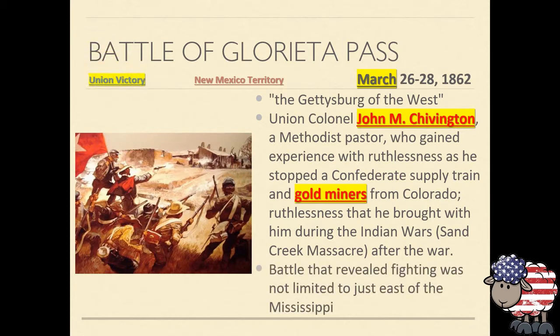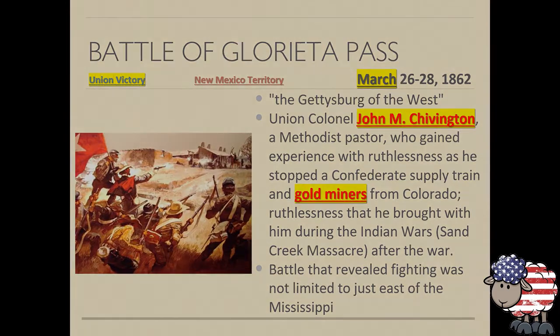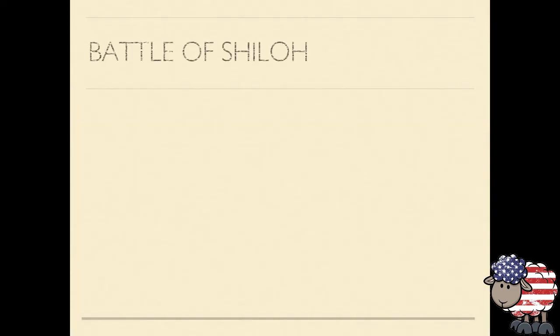Now, this Union victory, while relatively insignificant in the broad scheme of things, had the South gained access to gold throughout California or the gold mines in Colorado, what is now Colorado, that could have been a turning point, as the Confederates could have had access to significant gold or currency to help fund the war. But remember Chivington.